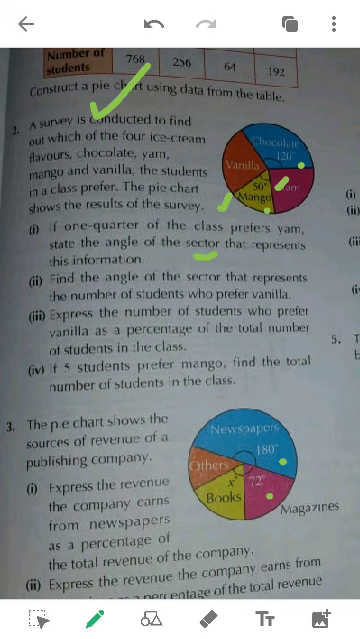Now 1/4 means 1/4. If you want to calculate a percentage, you would multiply this by 100, but we want to calculate the angle, so we will multiply by 360 degrees. So there it is.